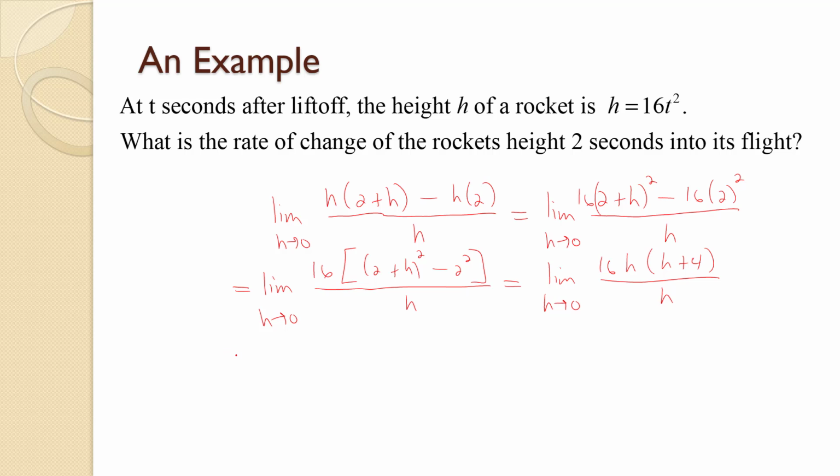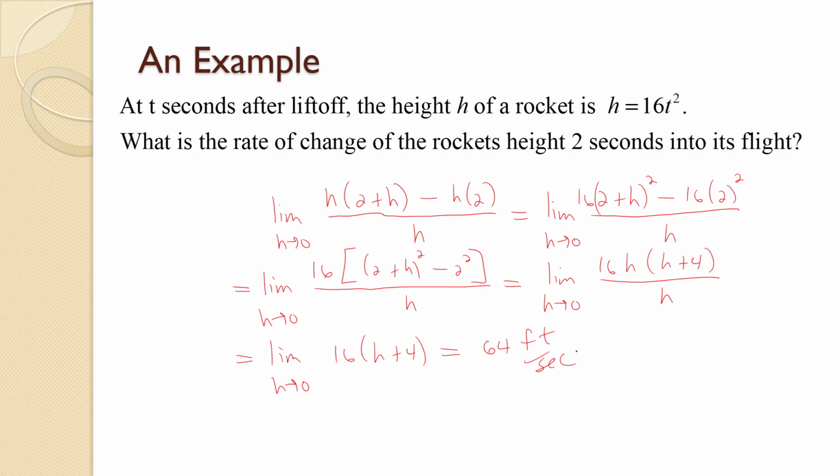Well, in the limit, though, the h is not 0, so I can cancel those h's, giving me 16 times (h plus 4). That then is a continuous function of h. I can then just plug in 0 to get 16 times 4, which is 64. And in terms of the units I mentioned, that would be in feet per second.